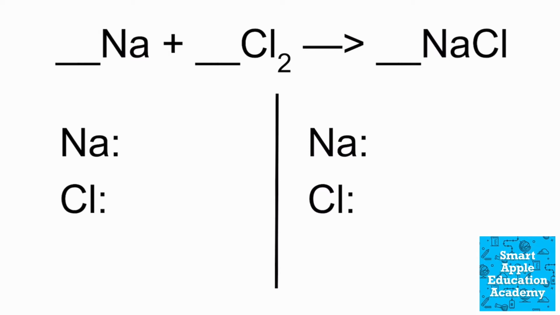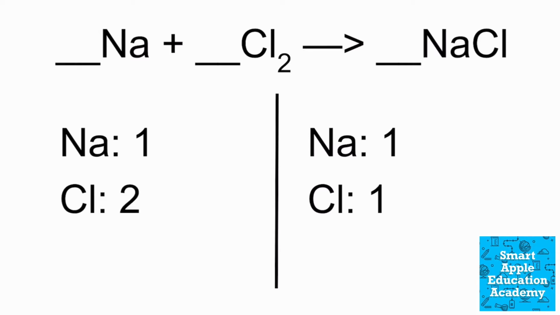Both sodium and chlorine are on the left side and the right side, because both sodium and chlorine are in the reactants and the product. Now let's list out how many of each element we have both in the reactants and the product. How do we do that? Well, we can look at the subscript, and that subscript will tell us how many of each element we have.